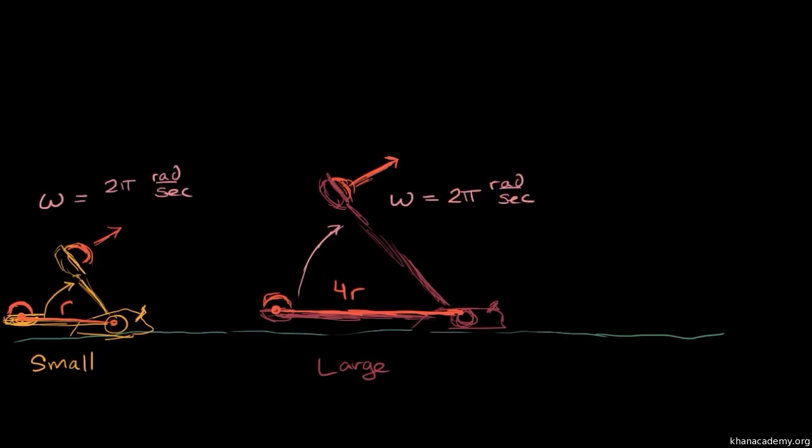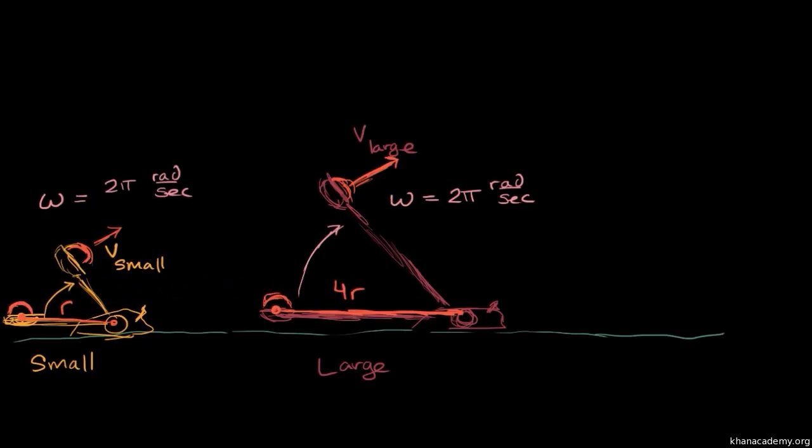So my question to you is how would the magnitude of the velocity of the pumpkin being released from the small catapult, so v sub small, compare to v sub large? If I put a little arrow on top of it, we'd be talking about velocity. Since I didn't put an arrow, we're talking about just the magnitude of velocity. You can think about this as the speed. We have the same angular velocity, but we have different radii. Pause the video and see if you can figure that out.